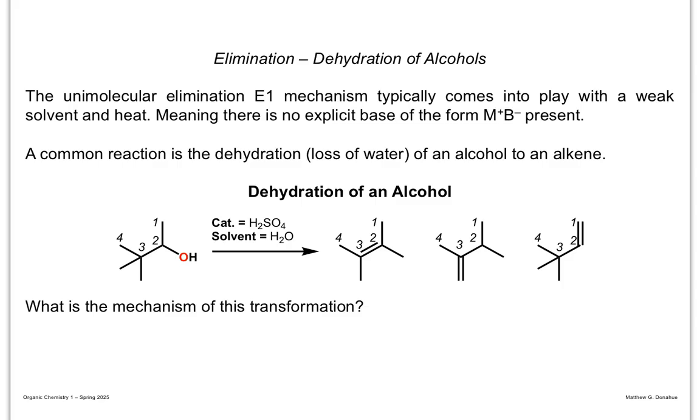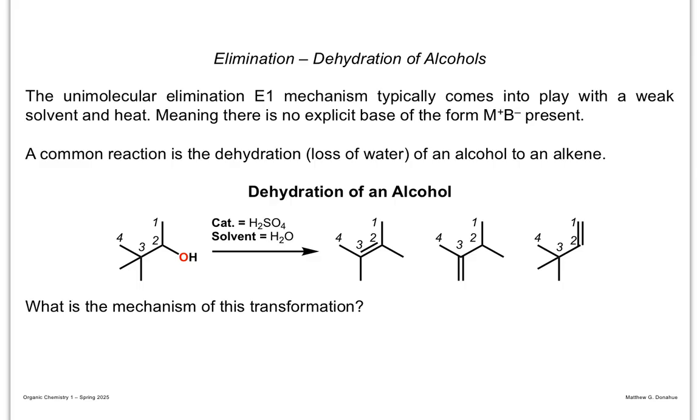So now we're going to transition into E1. So this is elimination unimolecular. And what's complicated about this is the conditions resemble SN1 quite a bit. So you're no longer going to have a strong base present. So typically you'll have solvent and most likely an acid promoter. And again, that looks like SN1 conditions.